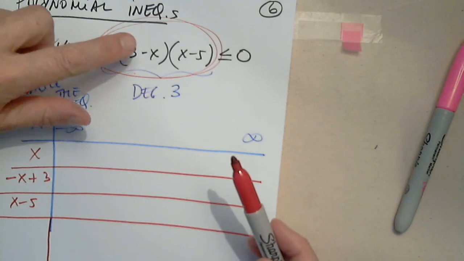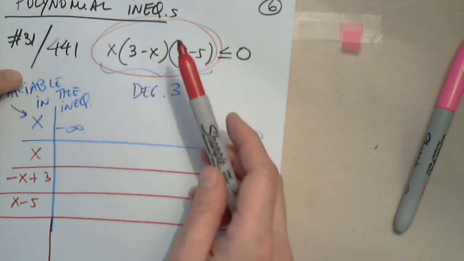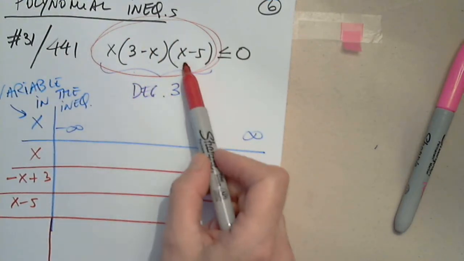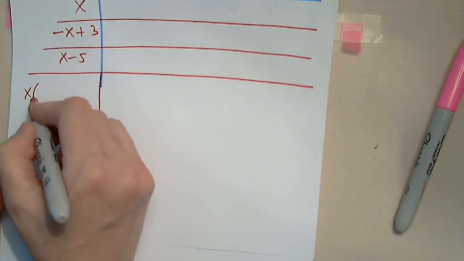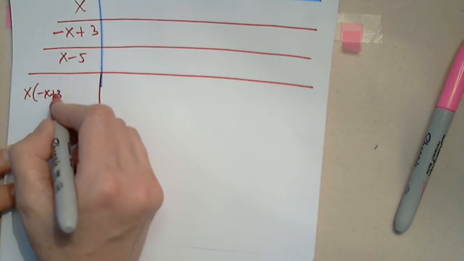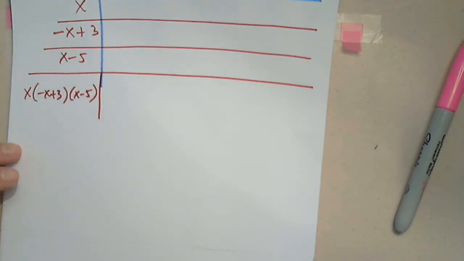I don't care for this, this, or this. I care for the product because I'm solving this product less than or equal to 0. So then we have x times negative x plus 3 times x minus 5. Okay, next step.